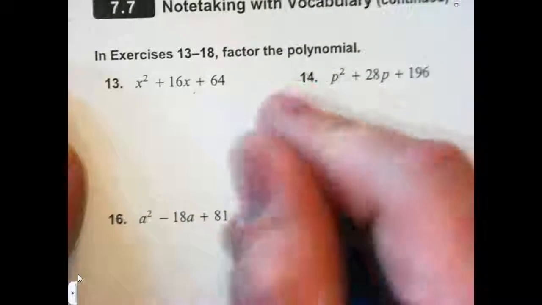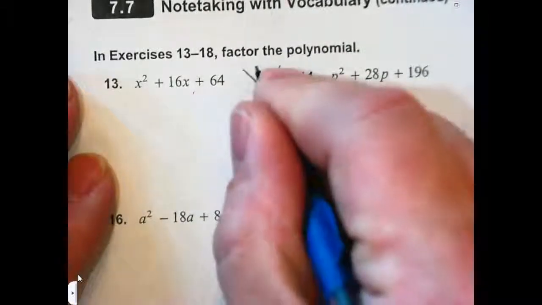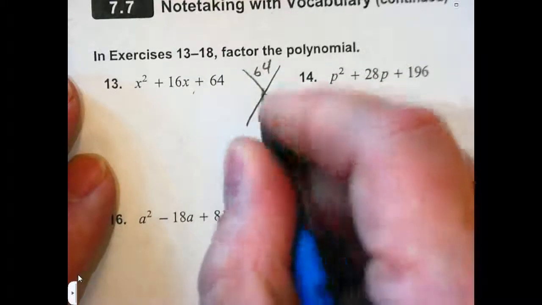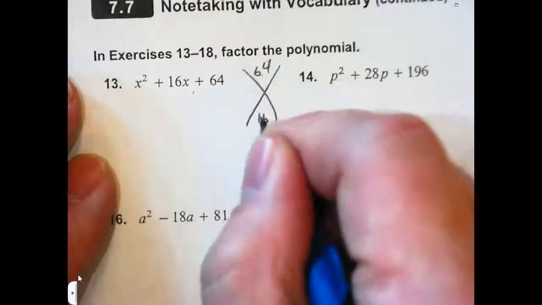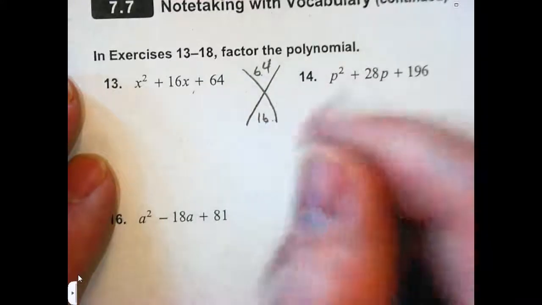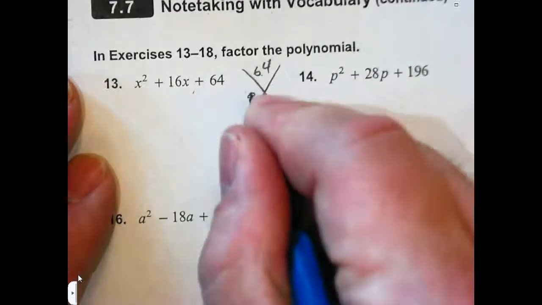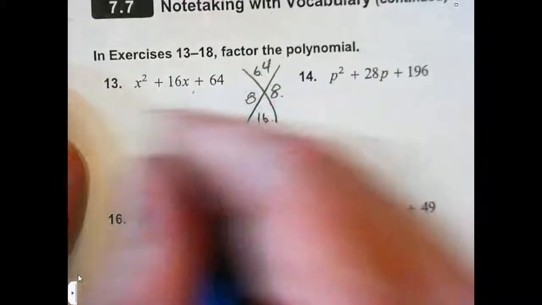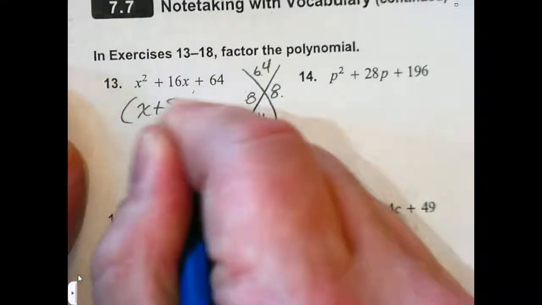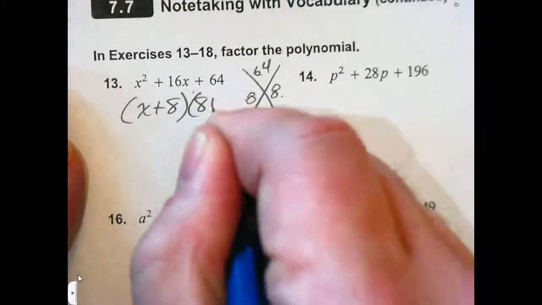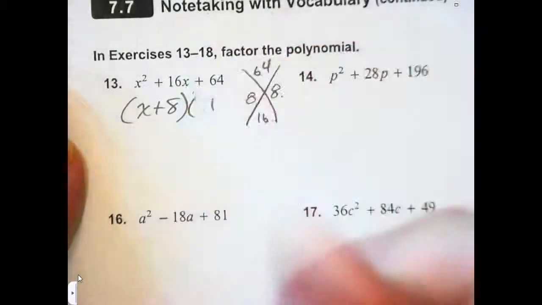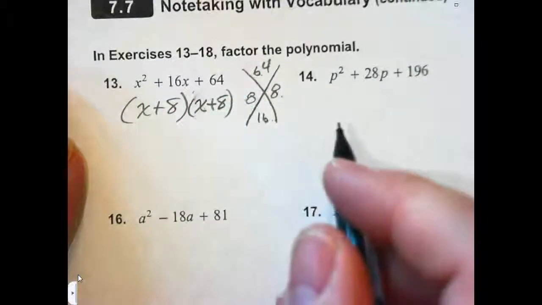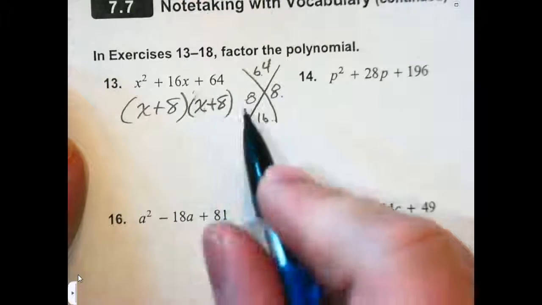However, with this pattern right here, you could once again go through and do this. Don't do it right now, but you could. Two things that multiply to make 64 and add to 16: 8 and 8. So again, you're getting those same numbers right here. So this is x plus 8 and x plus 8. Now I will tell you this pattern also has to do with squares. Perfect squares.